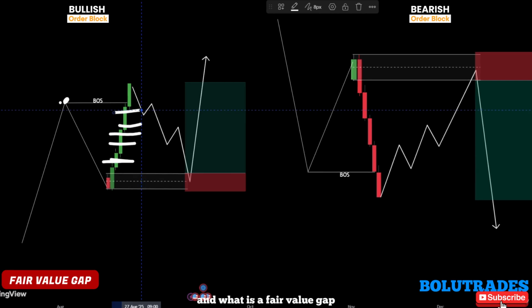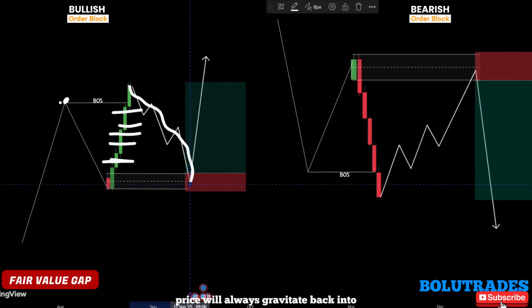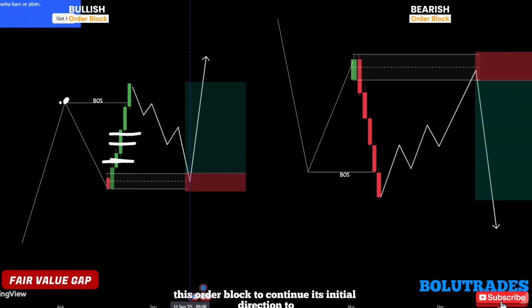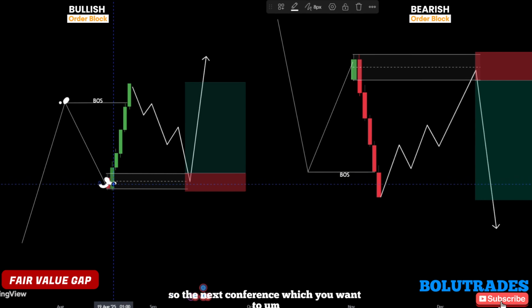And what is a fair value gap? A fair value gap is when we have a disparity between buyers and sellers. So price will always gravitate back into this order block to continue its initial direction to the upside. So this is how an order block looks.